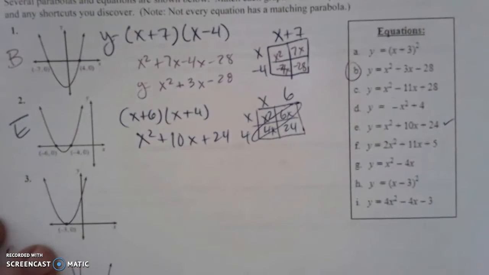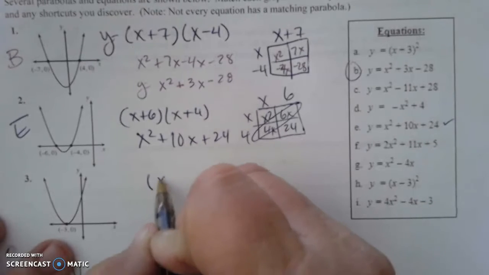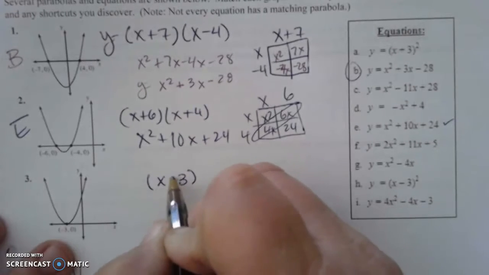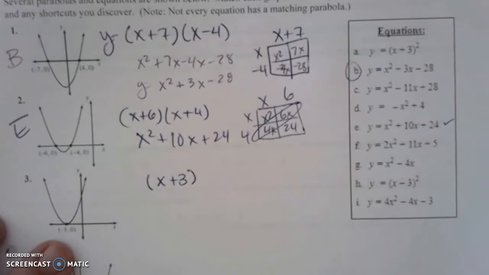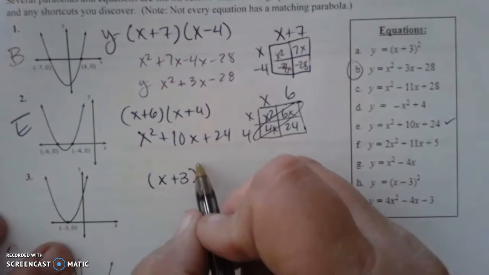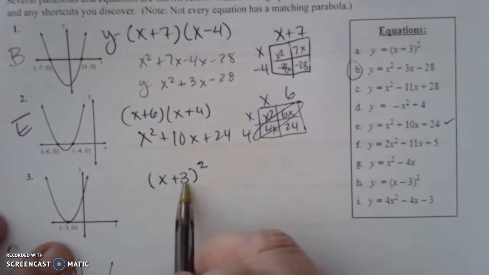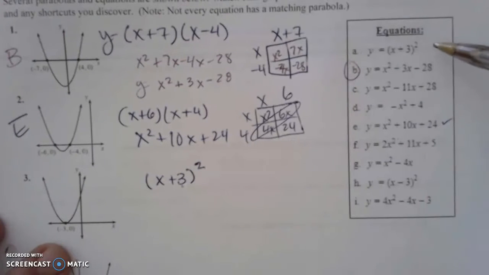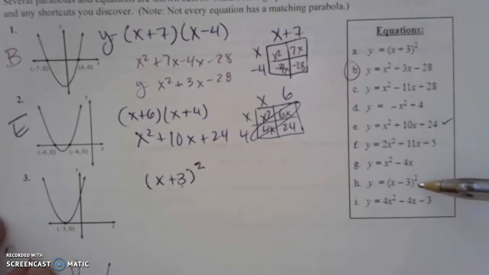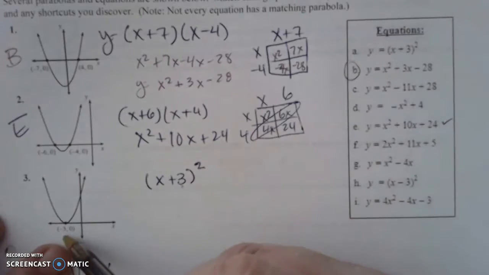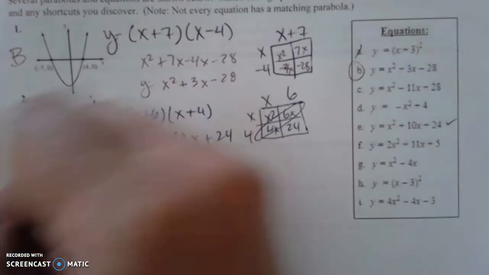Pretty simple. All right. This one, x minus 3 is x plus 3, right? So we're going to do x plus 3, and it's a quadratic, so it's going to be squared. There's only one of them. Now notice I have over here x plus 3 squared and x minus 3 squared. How do I know it's the plus 3? Because you have to use the opposite of that number. So this is going to be A.